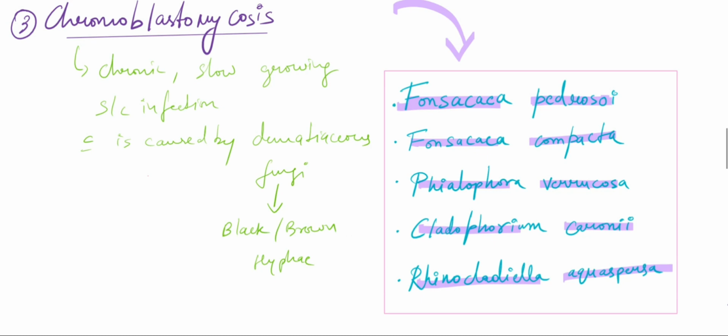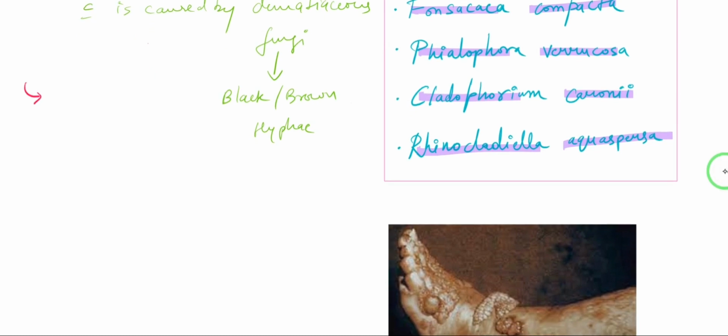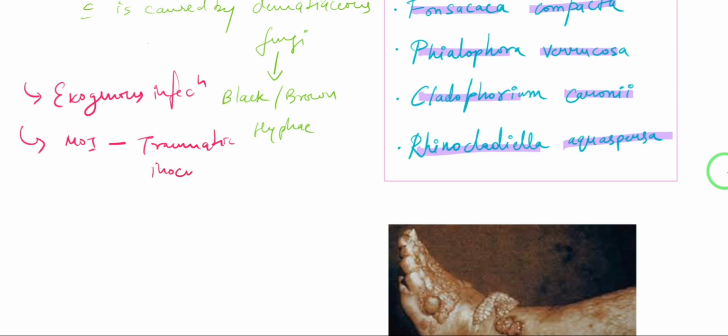Now there are some similarities between mycetoma and chromoblastomycosis. Mycetoma was an exogenous infection, right? So chromoblastomycosis is also an exogenous infection. It means these fungi are found in our surroundings. They are not present in our body. They are not commensals. They are saprophytic organisms. And the mode of infection is again the traumatic inoculation.